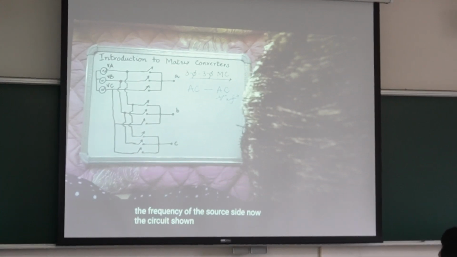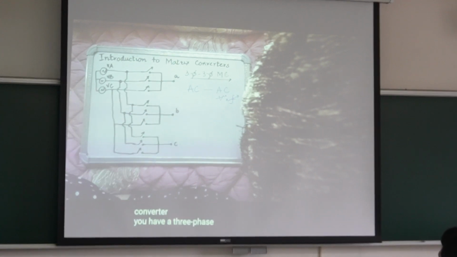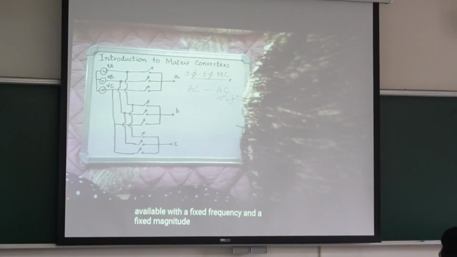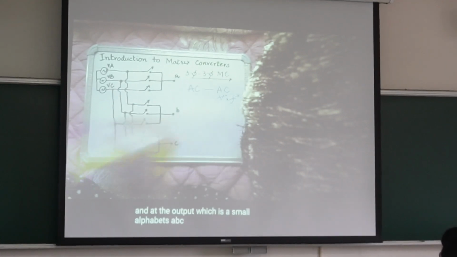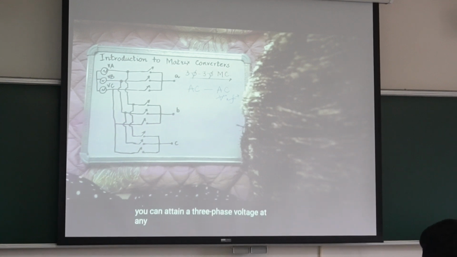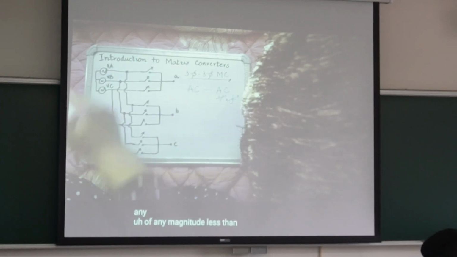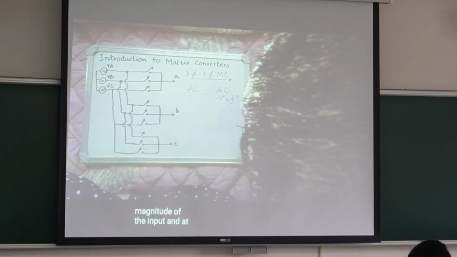Now, the circuit shown over here is the circuit of a three-phase to three-phase matrix converter. So it is a three-phase to three-phase converter. The AC supply is available with a fixed frequency and a fixed magnitude, say 50 or 60 hertz. At the output you can attain three-phase voltage of any magnitude less than the amplitude of the input, and at any frequency.